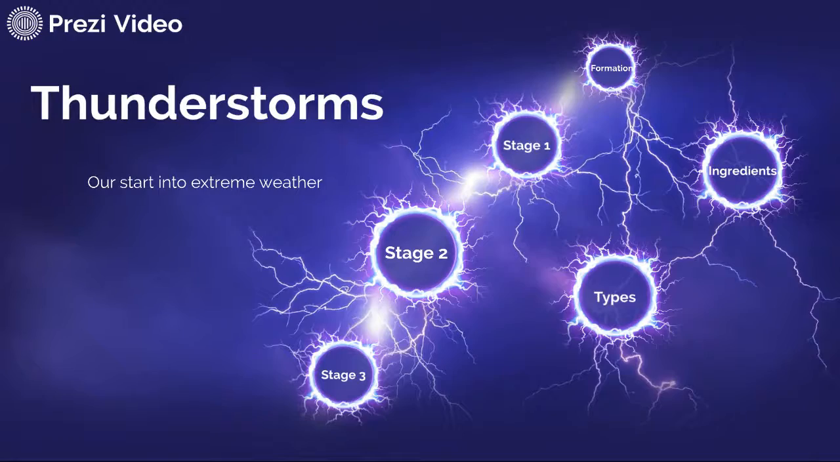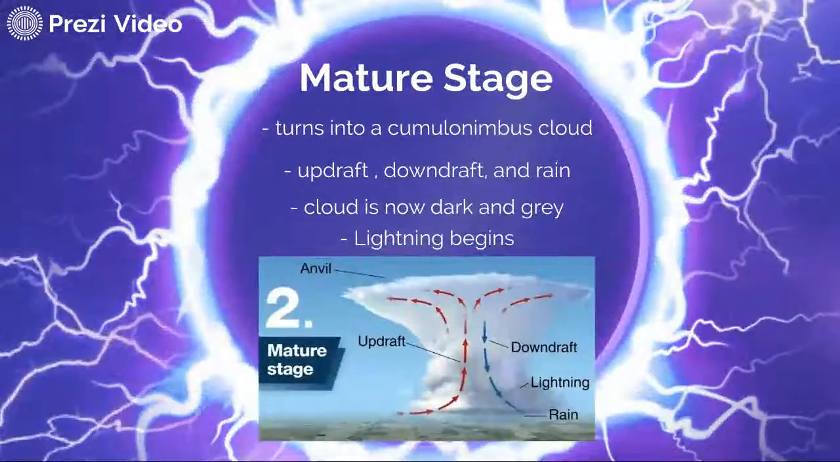The second stage is once we have a cumulus cloud, it's going to go into this mature stage, meaning that our cumulus cloud is actually going to turn into our cumulonimbus. The difference between a cumulus cloud and a cumulonimbus cloud is that it has these three characteristics. It has an updraft, a downdraft, and rain. Updraft is that rising air. The air molecules begin to rise, giving the water vapor a chance to turn into water droplets.